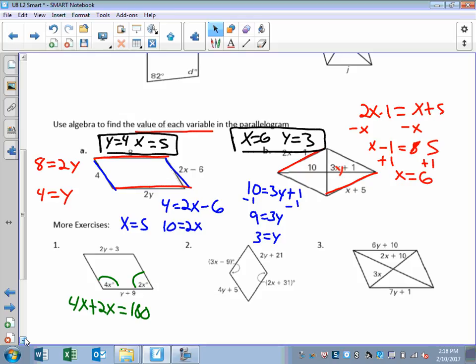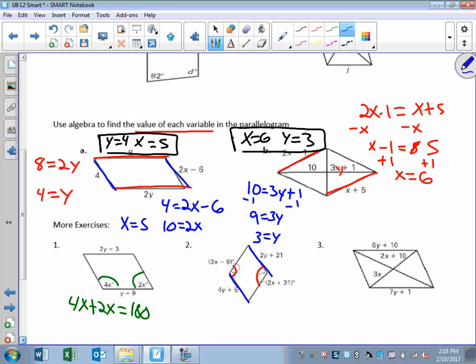Number 2, remember that opposite angles are congruent to each other. So those two are equal, and these two are not. So those two will be equal, but it's not asking you to find the angle. It's asking you to find the side. So these two sides are equal to each other.